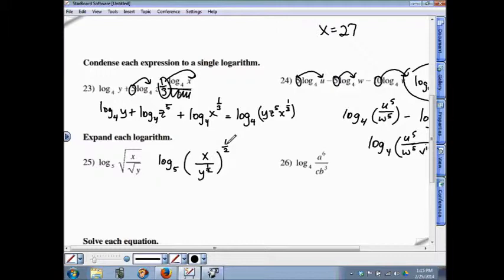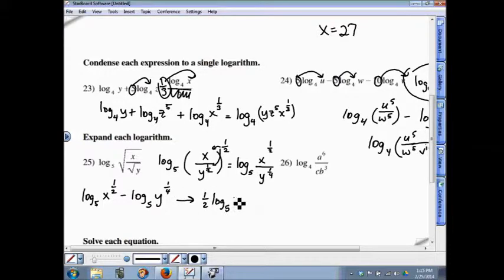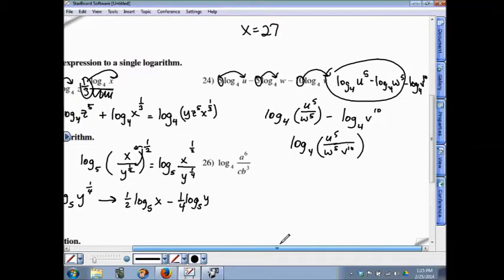Now, if you distribute this exponent to the numerator and to the denominator, this becomes the log base 5 of x to the 1/2 over y to the 1/4. And when you have a power that's being raised to another power, you multiply. Now, since we're taking the logarithm of a quotient, we can expand that using subtraction. This is the log base 5 of x to the 1/2 minus log base 5 of y to the 1/4. When you move the exponents down to the front, you get 1/2 log base 5 of x minus 1/4 log base 5 of y.